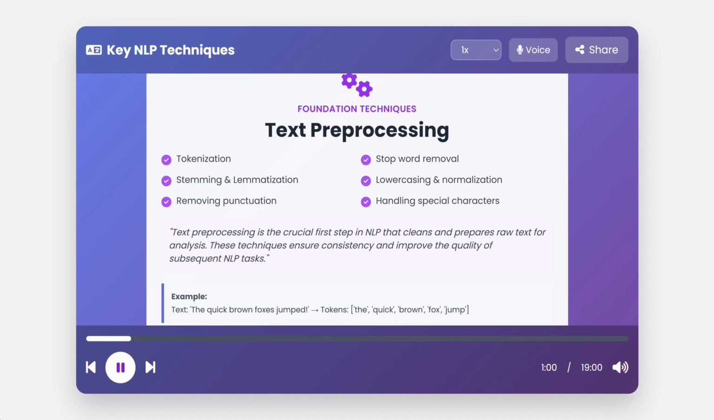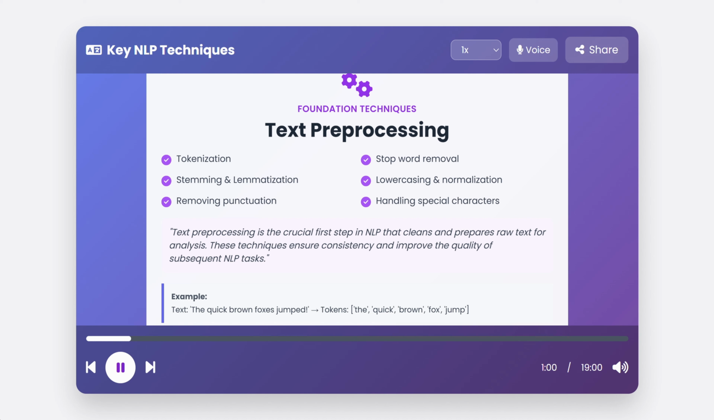Text preprocessing involves several crucial steps to clean and prepare raw text for analysis. Tokenization breaks text into individual words or tokens. Stop word removal eliminates common words like the, is, and, at, that carry little meaning. Stemming and lemmatization reduce words to their root forms. Stemming chops off endings crudely, while lemmatization uses dictionary knowledge to find the actual root. Lowercasing and normalization ensure consistency, while removing punctuation and handling special characters clean the data.